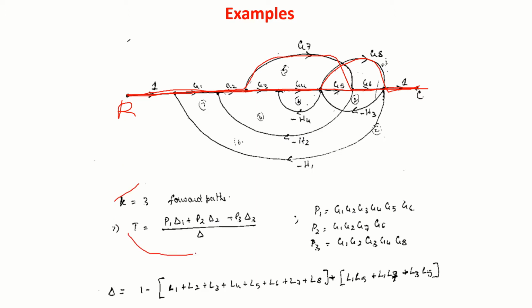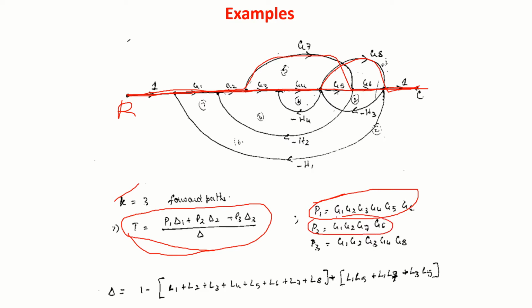So our equation becomes P1 delta 1 plus P2 delta 2 plus P3 delta 3 divided by delta. Now P1 is the path gain of the first forward path; multiply all the branch gains. P2 is the path gain of the second forward path, and P3 is the path gain of the third forward path. Fine. Let us find delta, 1 minus loop gains of individual loops.